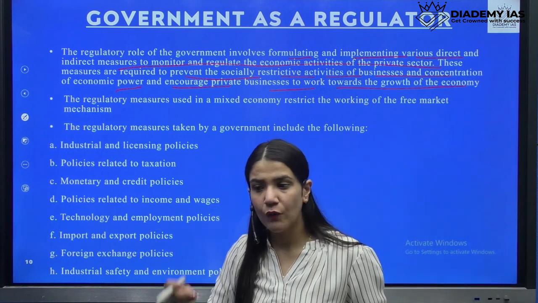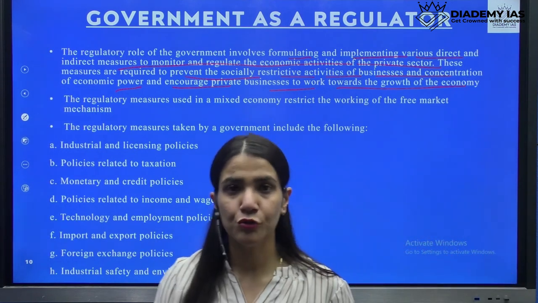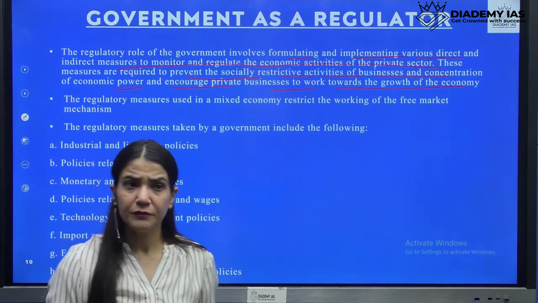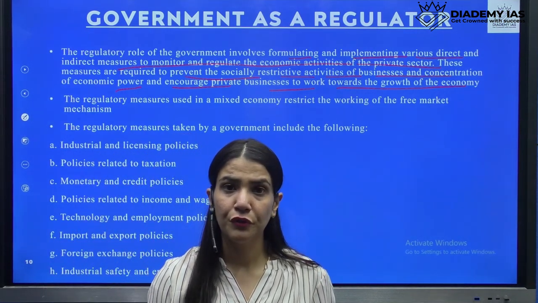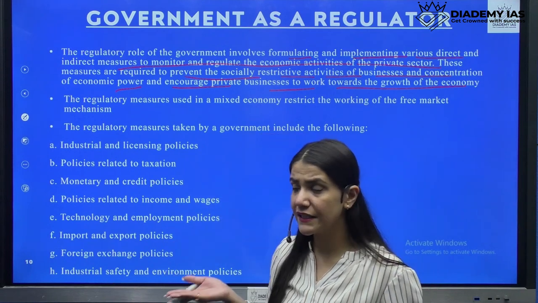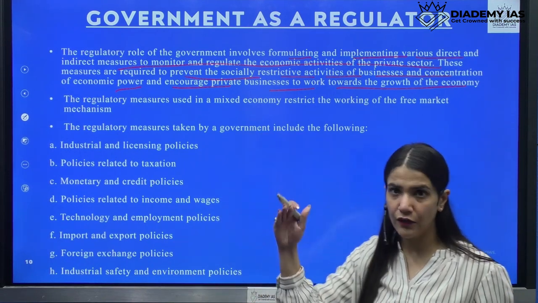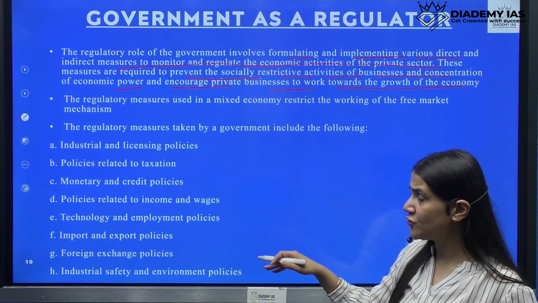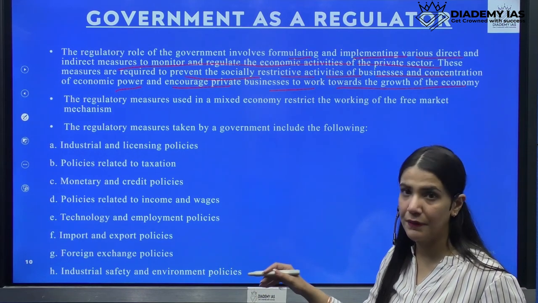Because at the end of the day, what is the end result that the government also expects? That the country's economy is going to be boosted, right? The entire GDP rate and everything is going to be at a very significant point. So to get that level of goal-oriented approach, the government ensures that all the regulatory measures are implemented.